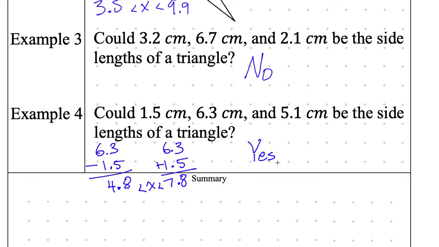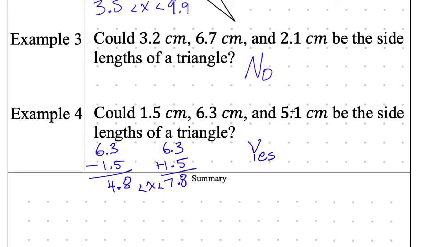I will point out also that it is kind of hard to do 6.3 minus 1.5 because it requires you to borrow. But if you chose 6.3 and 5.1, that would have been a much easier choice, because 6.3 minus 5.1 is very easy to see: 1.2. So the strategy is to pick the two numbers that are easiest to subtract. Adding is pretty easy. But that worked, and the answer was yes.